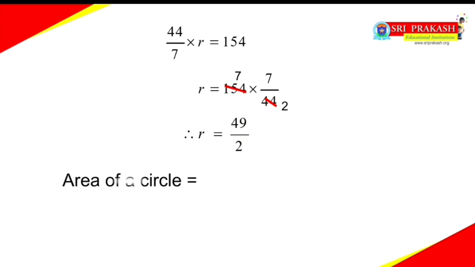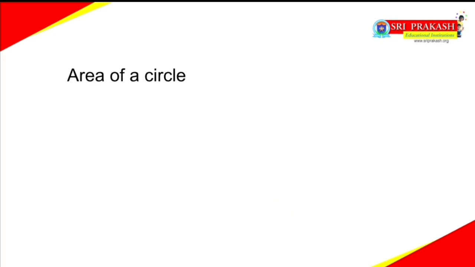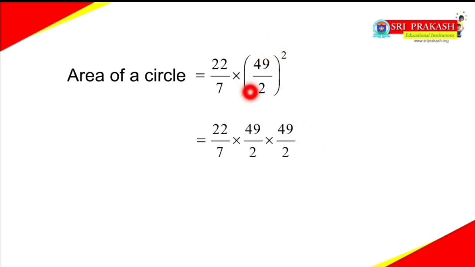Now let us find its area. Children, what is the formula to find the area of a circle? Yes, it is pi r square. Now let us substitute the values of pi and r in this formula. Then we get 22 by 7 into (49 by 2) whole square. Let us simplify it. So the area of the circle is equal to 22 by 7 into (49 by 2) whole square, which can be written as 49 by 2 into 49 by 2.